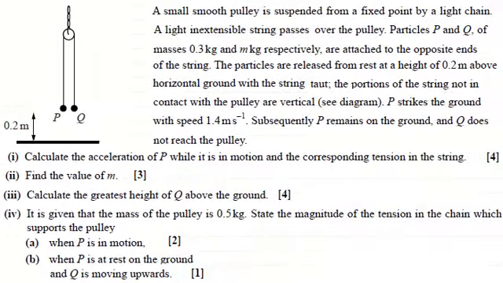Hi there. Now in this last part, part 4, it is given that the mass of the pulley is 0.5 kilograms. And we've got to state the magnitude of the tension in the chain which supports the pulley. In part A, when P is in motion, and in part B, when P is at rest on the ground and Q is moving upwards.